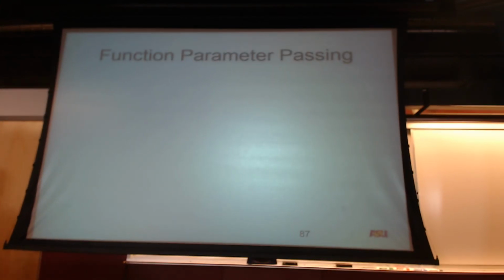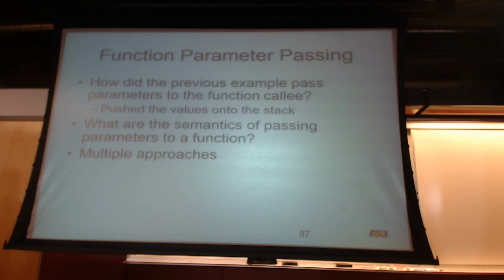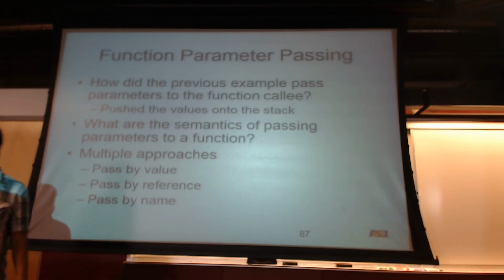So now one of the important things that we saw is we are passing parameters. How did we pass function parameters here? We pushed the values onto the stack, and we pushed them in the reverse order. Now, what are the semantics of passing parameters to a function? There can be multiple approaches. So we will now talk about these three concepts: pass by value, pass by reference, pass by name. You might be familiar with all of these. How many of you know about pass by value, pass by reference, pass by name?